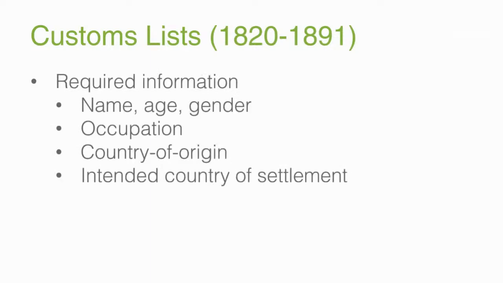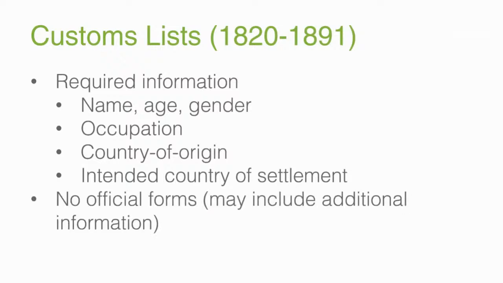So these customs lists only required the name of the individual, their age, their gender, their occupation, their country of origin, and their intended country of settlement. So you'll notice they're not requiring a lot of information, which makes them a little less helpful when you're trying to figure out where they came from, but at least you can track when they arrived and the ship they arrived on, and sometimes family members.